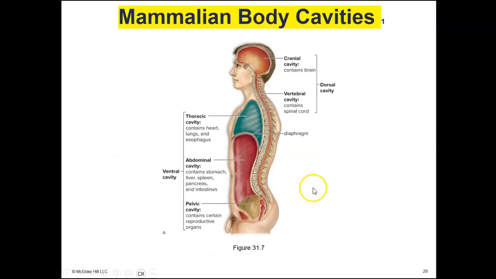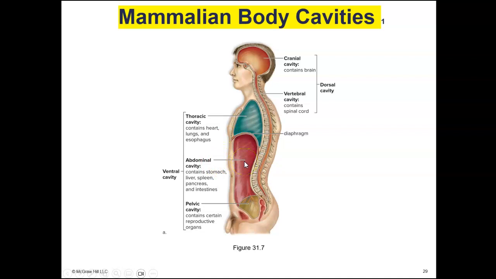So this page shows you the body cavities. First, you have the dorsal cavity, which dorsal means your back. That's going to include the cranial cavity and the vertebral cavity, which contain your brain and spinal cord. Then you have your ventral cavity, which includes your chest, abdominal, and pelvic cavities. So the chest cavity is called the thoracic cavity, and it contains the heart and the lungs. And then it's separated from the abdominal cavity by the diaphragm, which is a muscle.